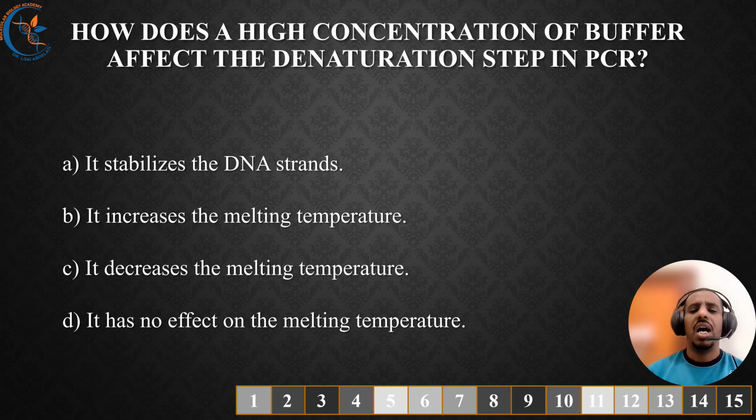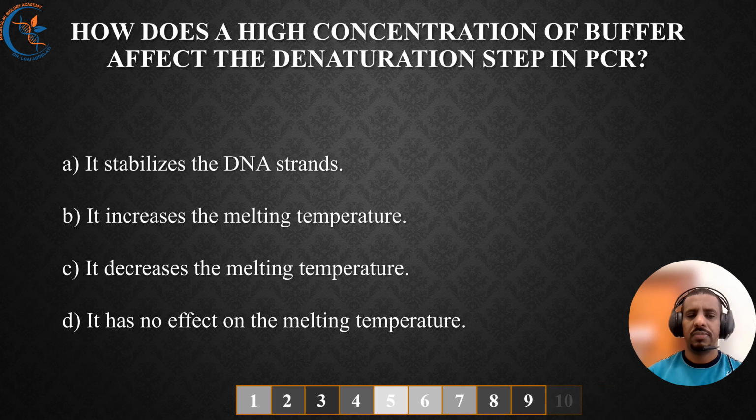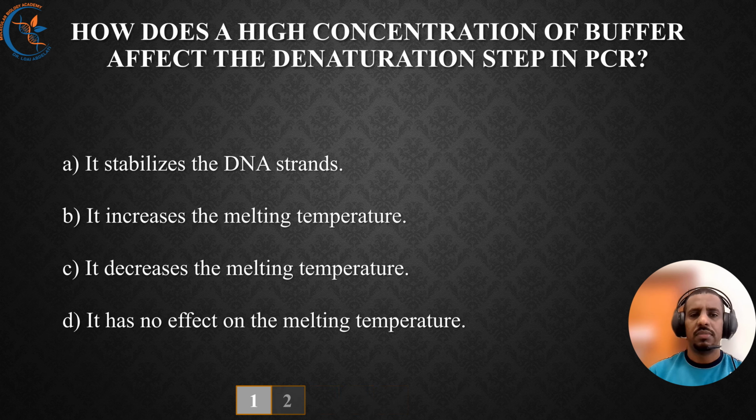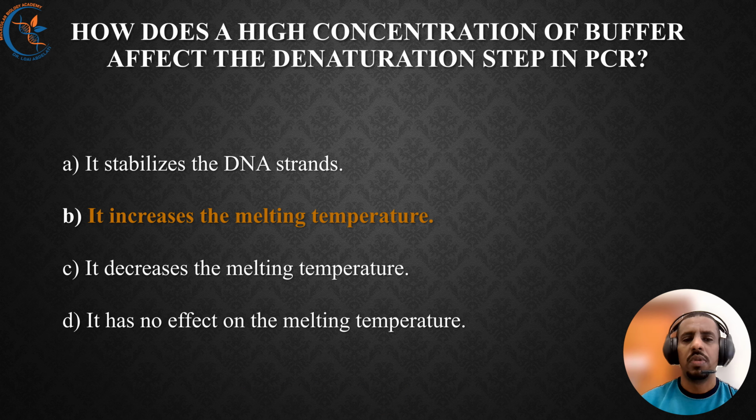Okay, next question. How does a high concentration of buffer affect the denaturation step in PCR? The correct answer is it increases the melting temperature. Actually, excessive buffer concentration can stabilize the DNA double helix, requiring higher temperature to denature the DNA strands. All right?